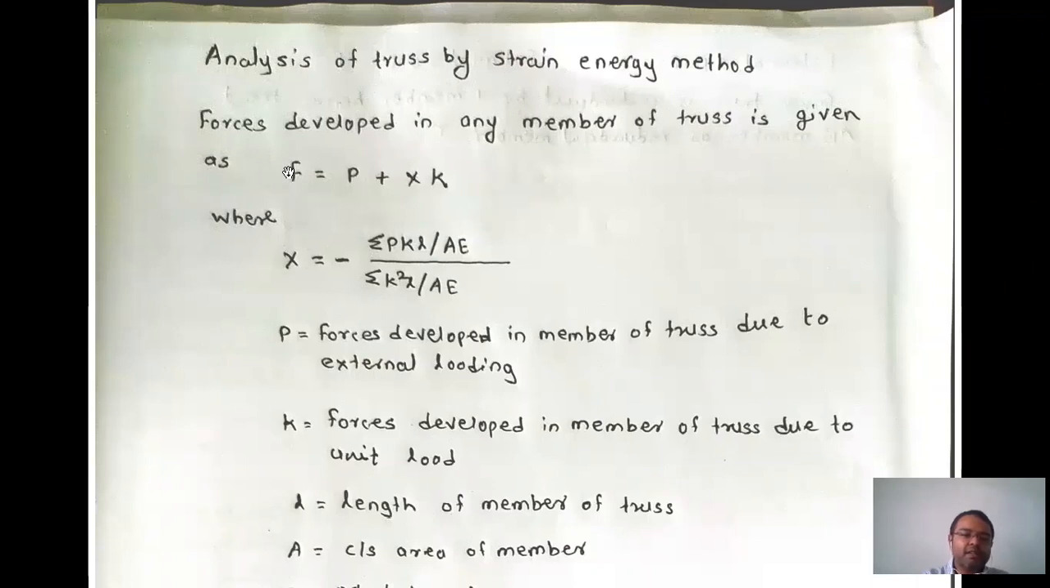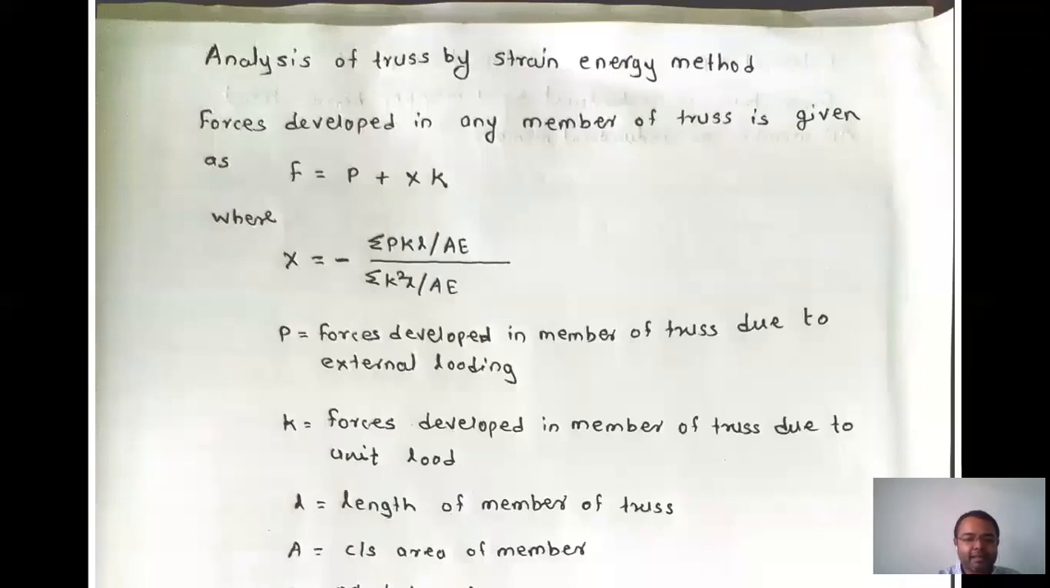So this is the formula. F is the force. F equals P plus X into K. Directly we are getting the formula. So the force developed in any member of the truss we can find by this formula. Of course, what is the ultimate goal?